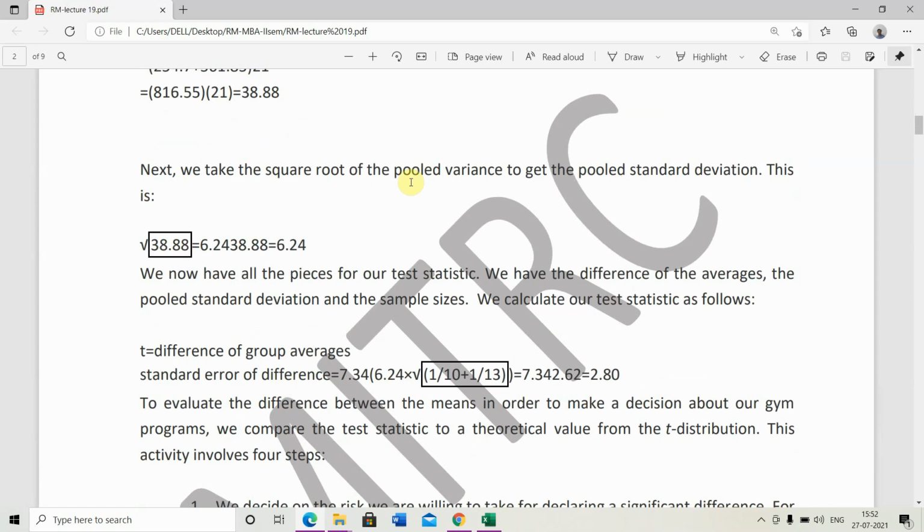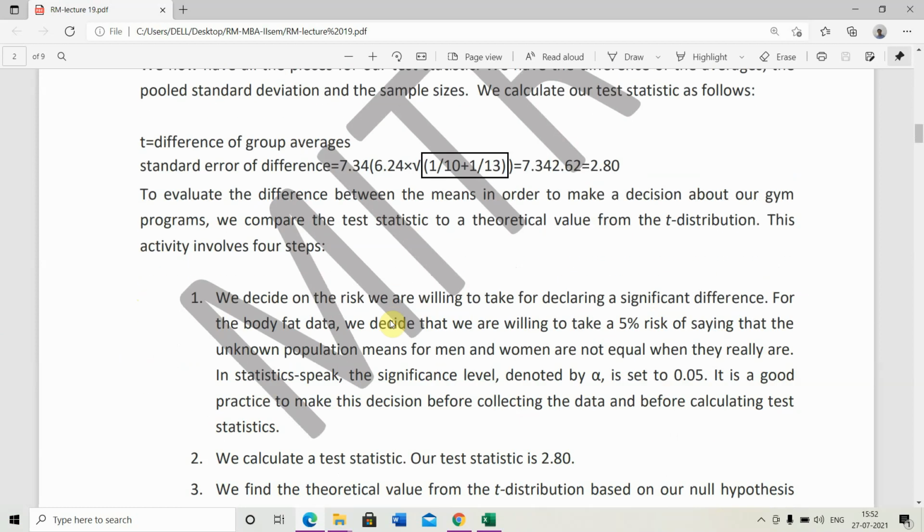Next we take the square root of the pooled variance to get the pooled standard deviation. The square root of 38.88 is 6.2438, or 6.24. We now have all the pieces for our test statistic. We have the difference of averages, the pooled standard deviation and the sample sizes. We calculate our test statistic as follows.